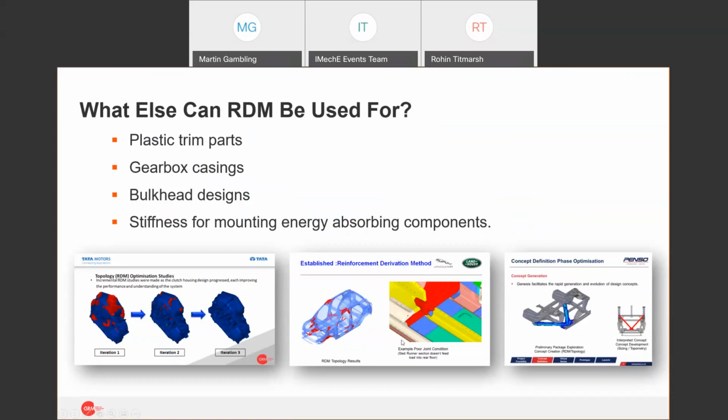You can see it's been used here by Jaguar Land Rover in some of their architectures to look at improvements. And that's a good example of a poor condition that has come through the natural cycle of developing a body in white.